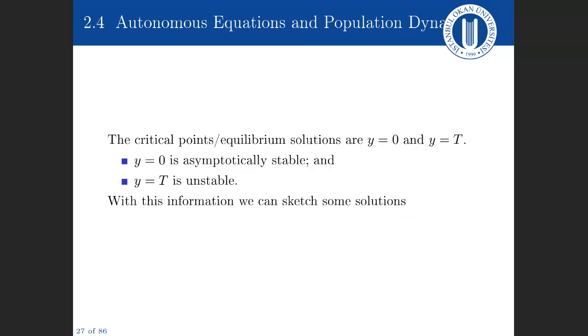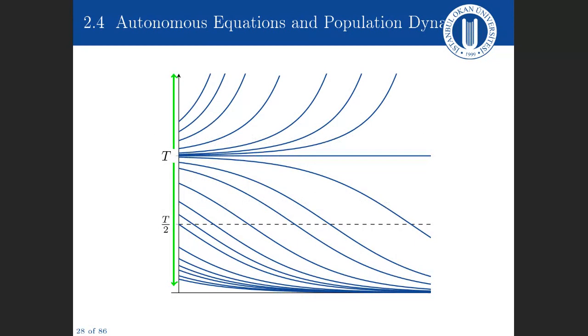With this information, we can sketch some solutions. The vertical axis is now the y-axis, and the horizontal axis is now the t-axis. And I've copied the green arrows from the previous slide. The bottom arrow says we go downwards, so these curves must be going downwards. First decreasing and concave down, and then decreasing and concave up. And the top curves must be increasing and concave up, so curve like this.